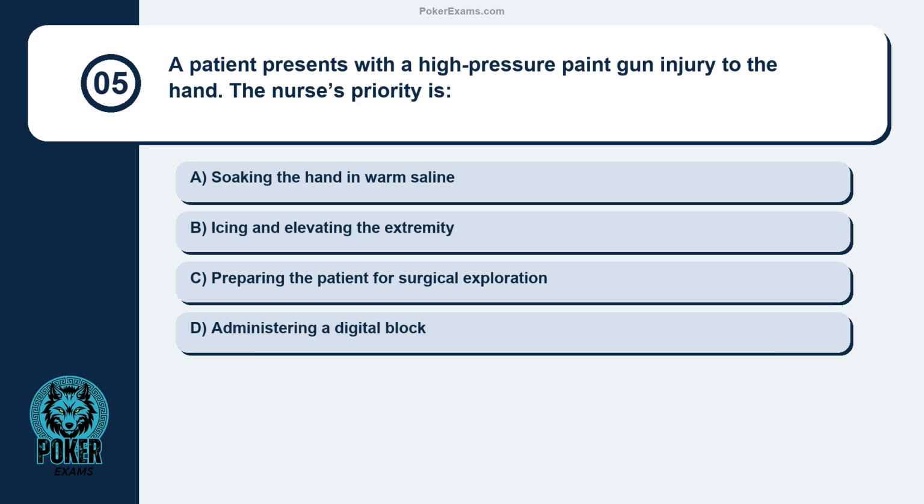Question 5. A patient presents with a high-pressure paint gun injury to the hand. The nurse's priority is soaking the hand in warm saline, icing and elevating the extremity, preparing the patient for surgical exploration, administering a digital block.